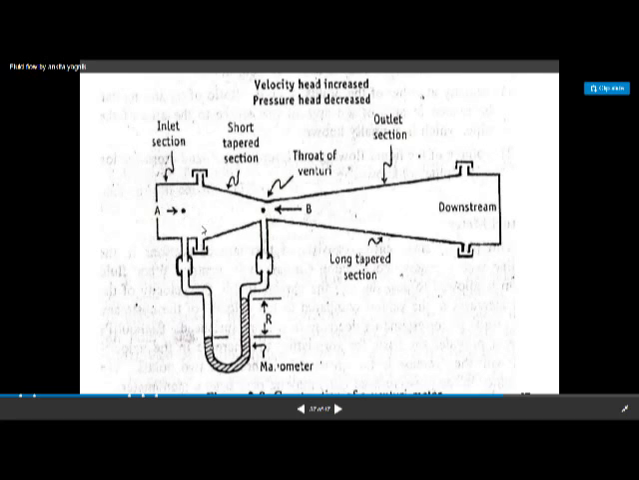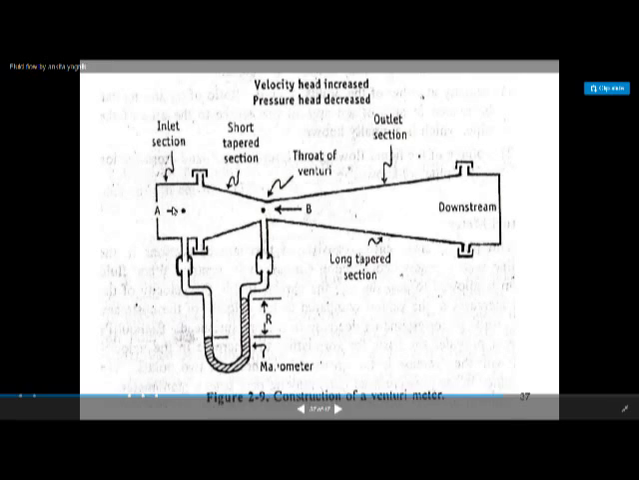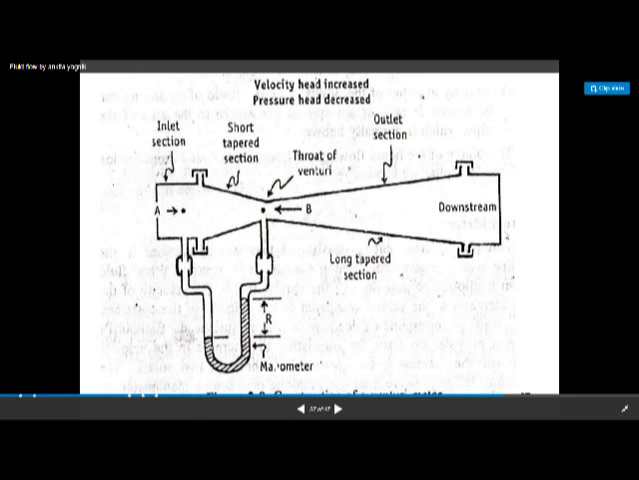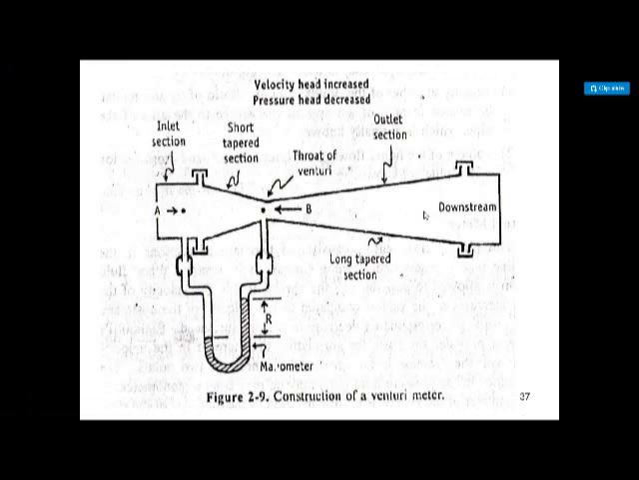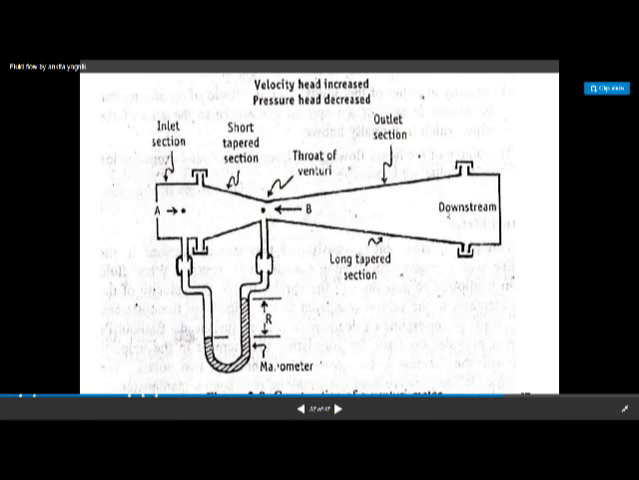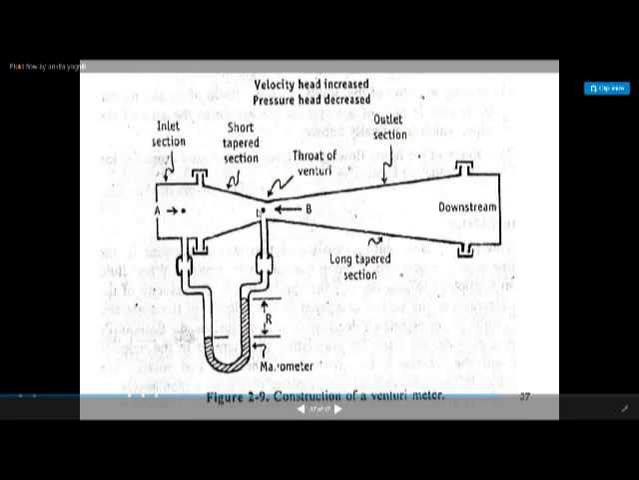This is called the upstream. This is also called the entrance cone, and this is called the discharge cone or a diffuser towards the downstream side. The entrance cone and the discharge cone, upstream and downstream, are joined by the throat of Venturi. This is called the throat of Venturi, or the throat section.